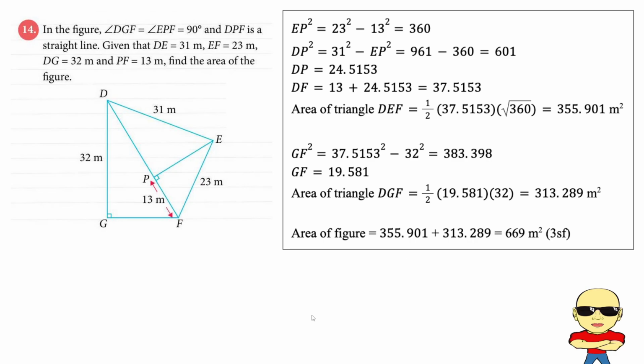Then to find the area of the figure, we just add the areas of these two triangles together, and that gives us 669 square meters, rounded off to 3 significant figures.